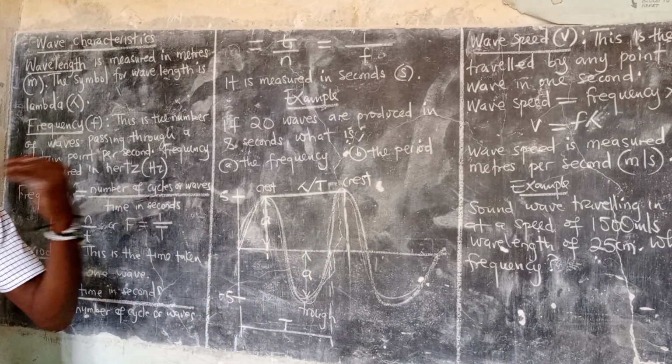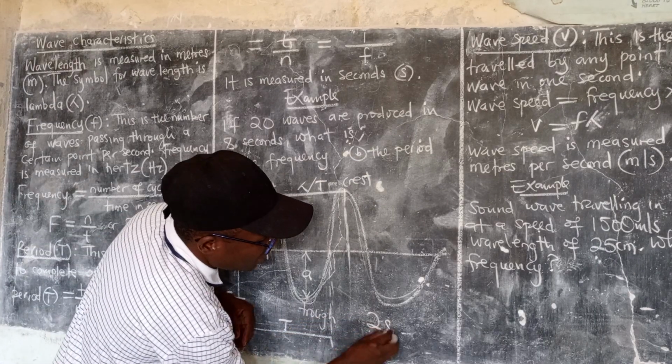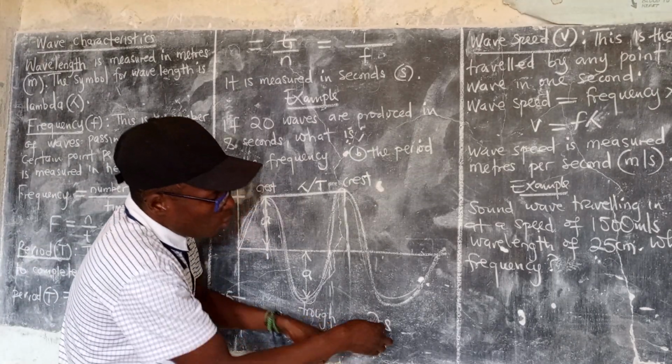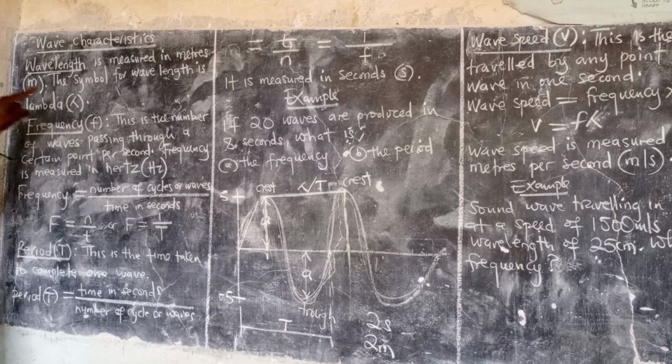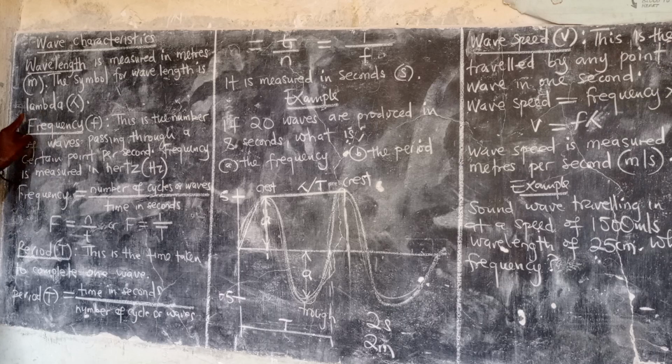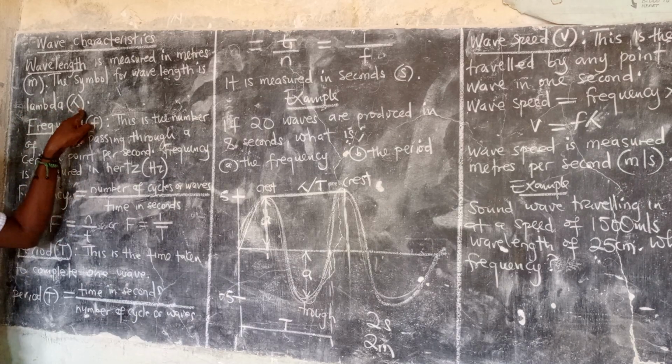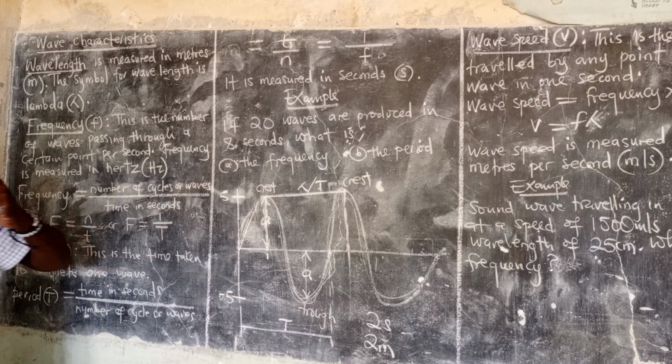So period is sometimes equal to the wavelength. You find that the period can be 2 seconds, but the wavelength is going to be 2, not 2 seconds, but 2 meters. We said the wavelength is measured in meters, and it is given by the symbol lambda, like that. So this is what we're having there.